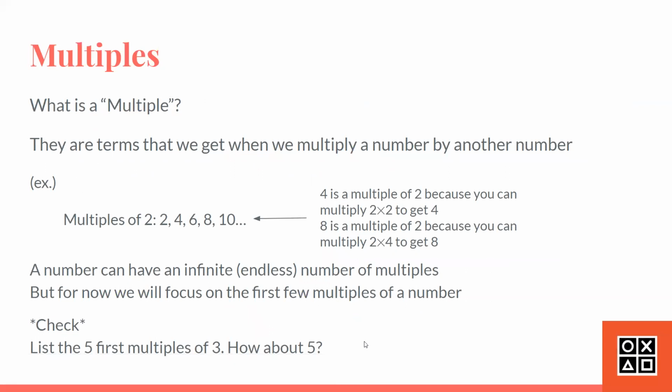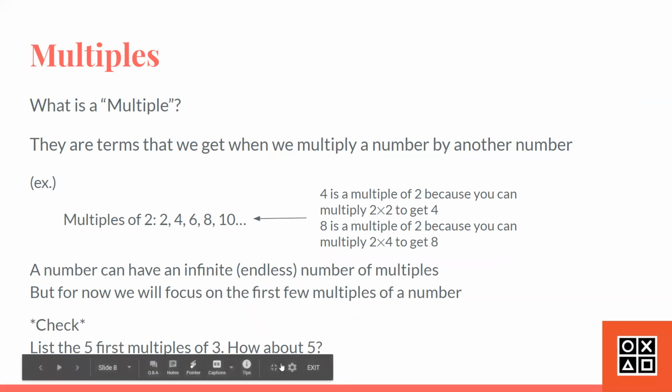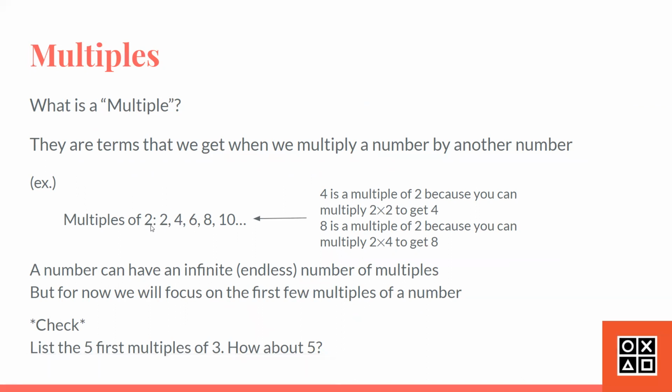So what are multiples? Multiples are terms that we can get when we multiply a number by another number. For example, the multiples of 2 are 2, 4, 6, 8, 10, and so on. These are just multiplying 2 times 1 equals 2, 2 times 2 is 4, 2 times 3 is 6, 2 times 4 is 8, and so on. So you can multiply this number by any other number, and the result is a multiple of that original number.